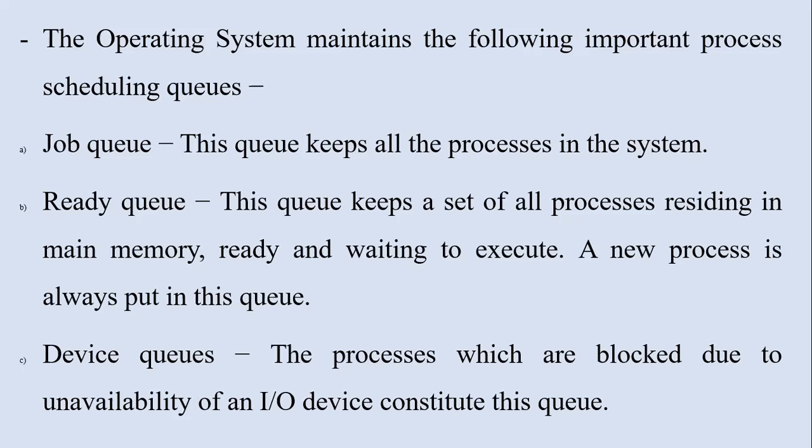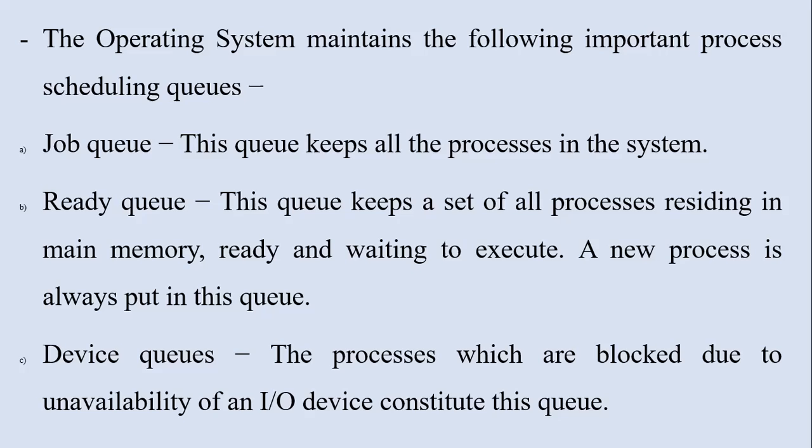The operating system maintains the following important process scheduling queues. The first queue is called the job queue. The second is the ready queue. The third one is the device queues. So what is a job queue? This queue keeps all the processes in the system. The ready queue keeps a set of all processes that are residing in main memory. They are ready and they are waiting to execute. So every new process is always put in this queue.